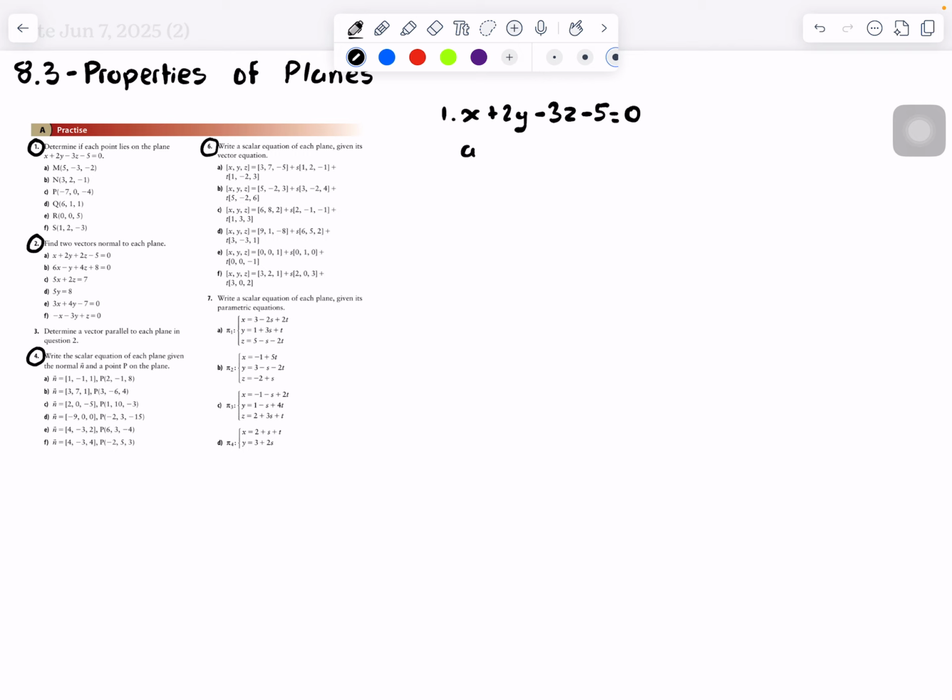Okay, so let's begin. We have 5, negative 3, negative 2. Meaning, if we plug this into the equation, we're going to get 5 plus 2 times negative 3 minus 3 times negative 2 minus 5 equals 0. So is this true? 5 plus 2 times negative 3 minus 3 times negative 2 minus 5 is 0. So left-hand side equals right-hand side. This is a mathematically true statement. Therefore, M is on the plane.